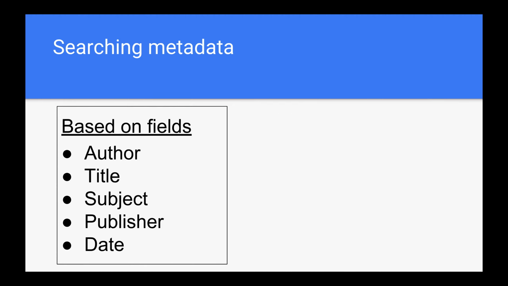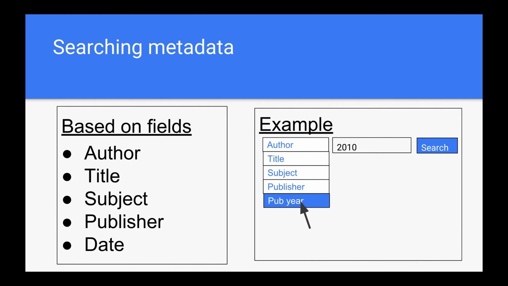Or perhaps you might be searching for material published in the year 2010. If you are searching only against the text of the document, you will retrieve any work that has the sequence of digits 2010, regardless of the context or the year the work was published. To get more relevant results, you could search the metadata field for publication year.